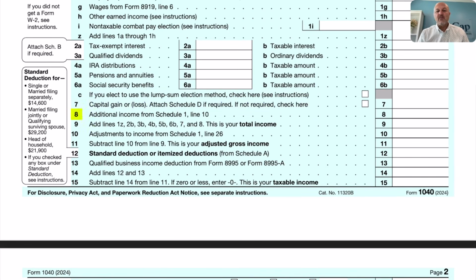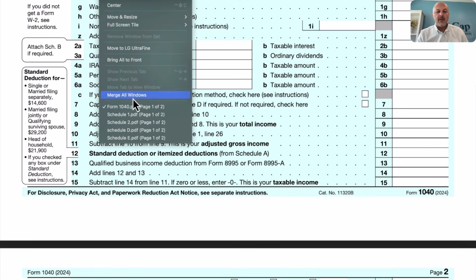So the next category of income we want to go over is additional income from Schedule 1. And as I mentioned earlier, the 1040 is a summation of all your different sources of income from different schedules and different forms. So in this case, we're taking something from Schedule 1 that's going to have different types of income, and then we're going to bring it forth here onto the 1040.